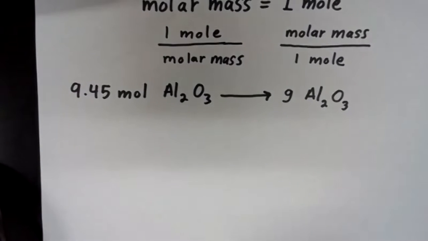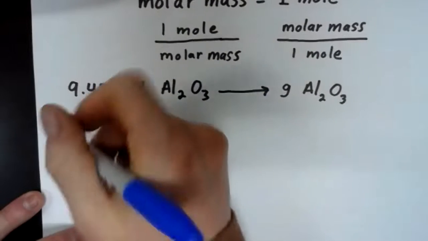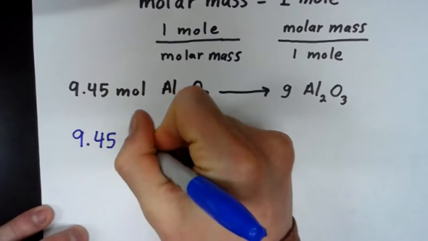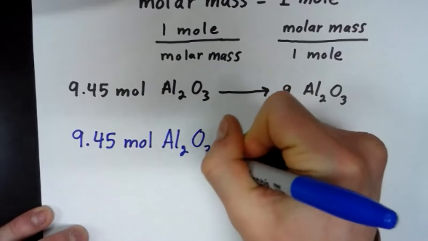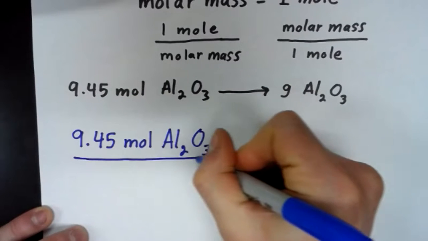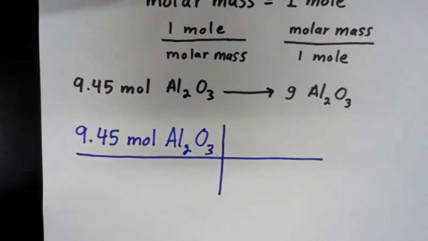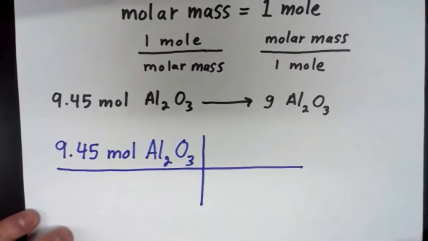So let's just first start by setting this up and giving ourselves some sort of format that we can use to start plugging in some values. We know that we're given 9.45 moles. So I'm going to start with 9.45 moles of Al2O3. And I'm just going to set up my conversion table right here. We're just setting this up and making sure that we incorporate the necessary units before we start plugging in some values.